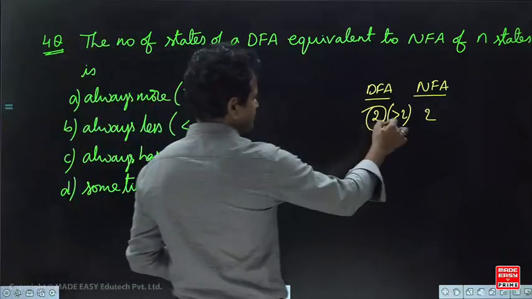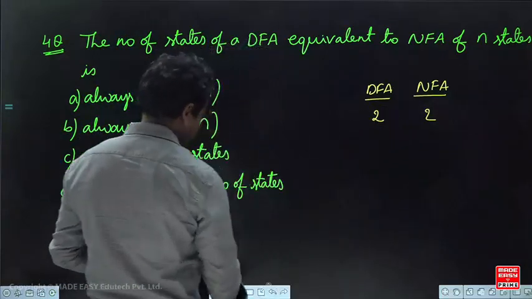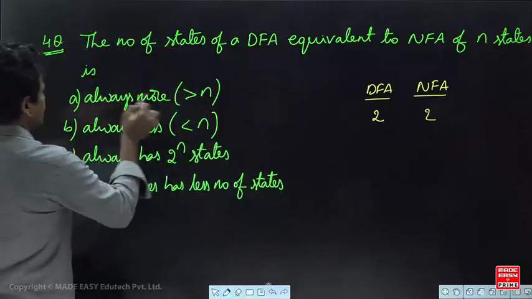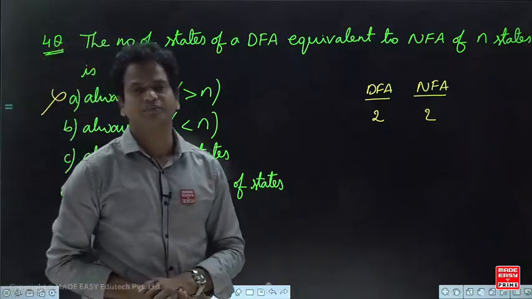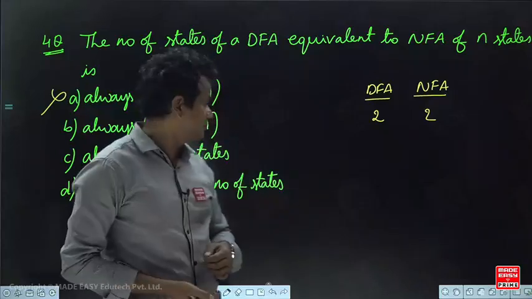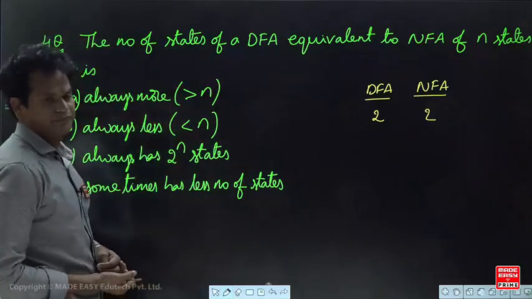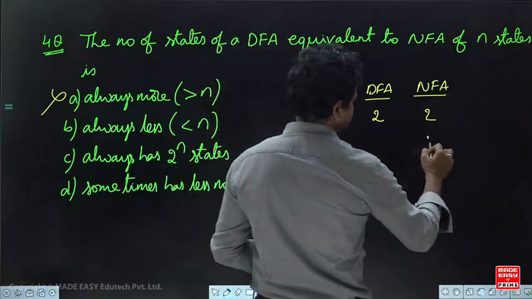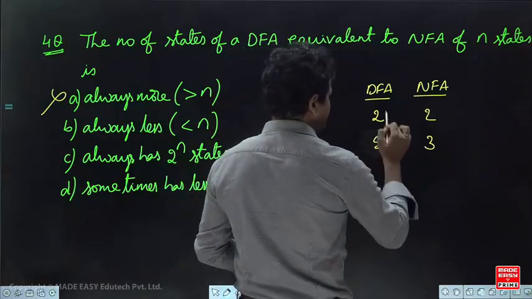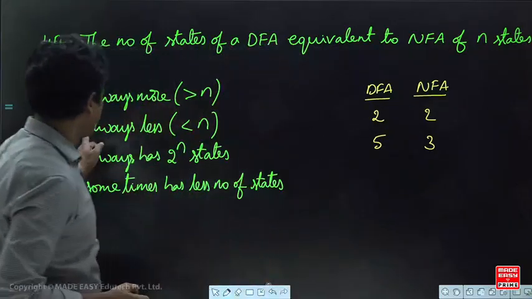Example, the first question, first example, we have 2. So always more is not correct. It may be equal also. Are you following? It may be equal also. Next, in the second question, we have 3 states and the equivalent DFA has 5 states, and always less.